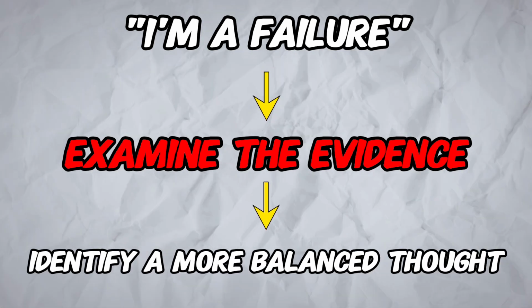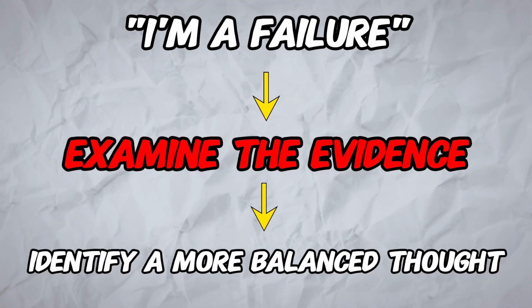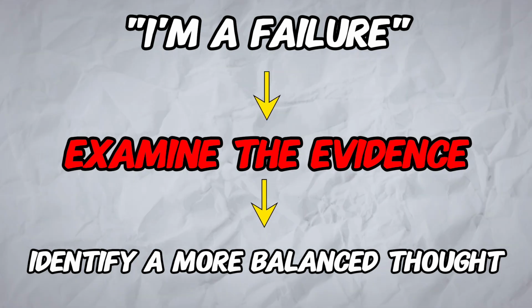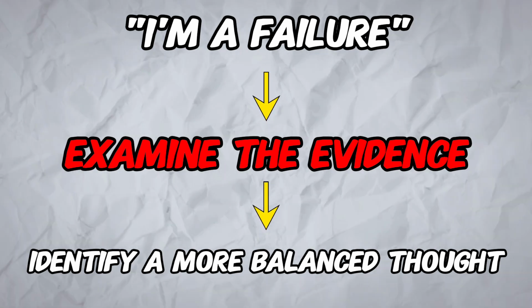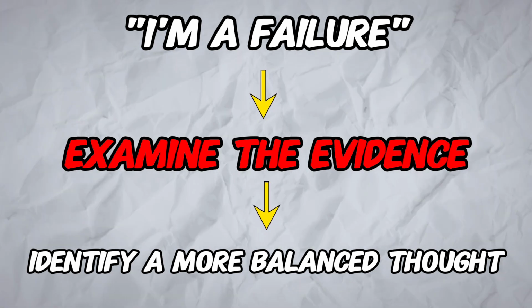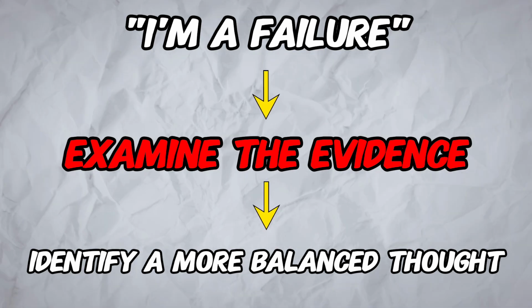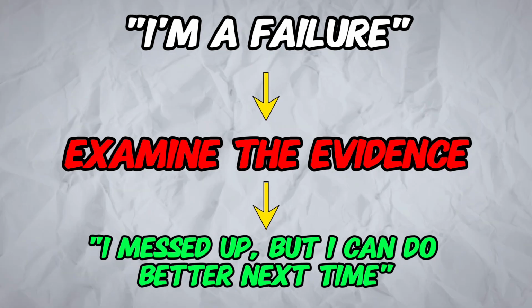So you might say to yourself, well, okay, I messed up this time, but in the past, I've done really well. I've gotten good grades, I've done well at my job, I've been a good friend, and so on and so forth. From there, you might come up with a new thought that looks something like, I messed up this time, but that's okay. I can do better in the future. Cognitive restructuring is a great way to challenge distorted thoughts and not let negative thinking patterns control the way you feel. But this method of arguing back against your thoughts doesn't always work for everyone.